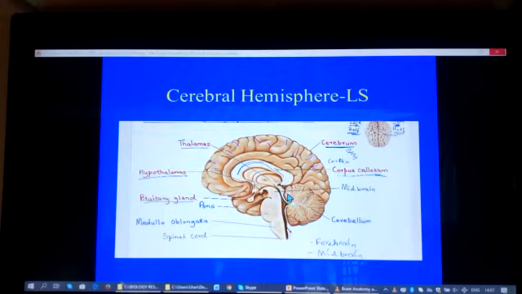That is, from the left part of the body, all the impulses are coordinated in the right part of the brain, and vice versa. That means the right part of the body, its impulses are coordinated by the left part of the brain.